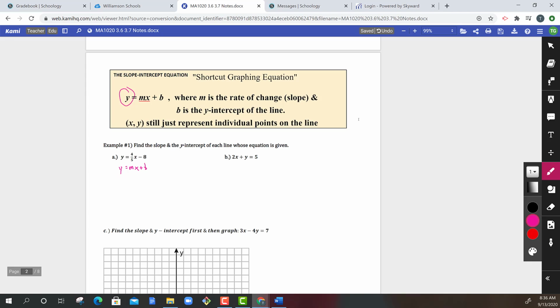So our rate of change, or our slope, is the m value, or the coefficient in front of x. So that's 4 over 5. And remember what 4 over 5 means. That means rise 4, run 5.